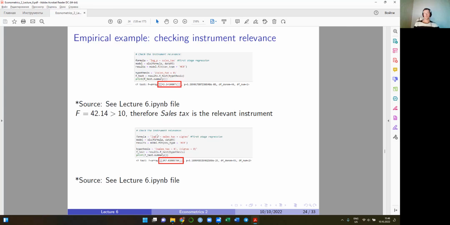We can regress log price on sales tax and cigarette tax, so 2 instruments, and also perform the F test here, and the F statistic here is 247. You will review this code in the exercise session. Now it's just an illustration that when we have the set of 2 instruments, the F statistic is even larger. It's 247, so both sales tax and cigarette tax are relevant instruments. We cannot reject the hypothesis that both instruments have 0 coefficients.